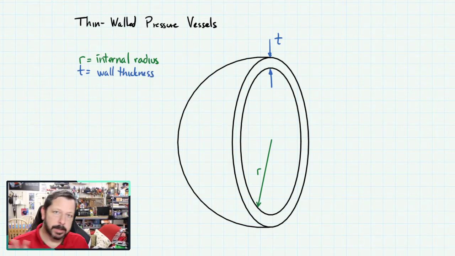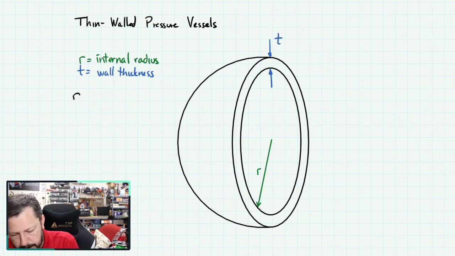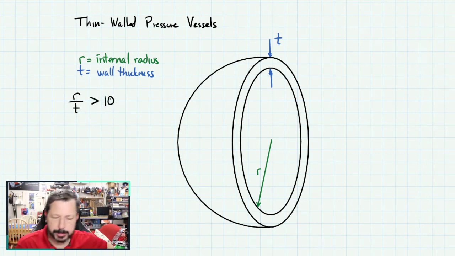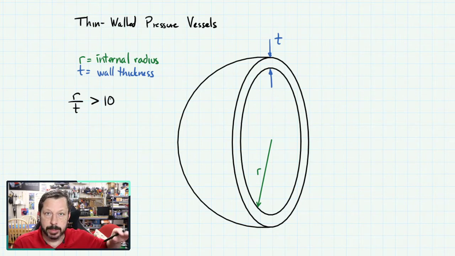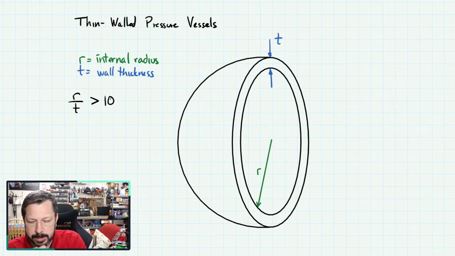And our criteria that's going to separate thin wall from thick wall pressure vessels is going to be that the radius divided by the thickness t needs to be greater than 10. So basically the internal radius needs to be large compared to the wall thickness of this thing. 10 is, I suppose, maybe not a hard and fast number, but it's a cutoff point between thin wall and thick wall pressure vessels. So the equations that we'll derive today are only going to apply to thin wall, the ones that actually meet this criteria.